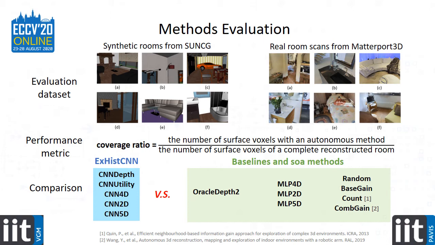Finally, we compared against a set of baselines. Random strategy randomly selects the NBV. Base gain selects the NBV based on the sum of the partition utility maps. Count selects the NBV by counting unknown voxels for each candidate pose. And finally, comp gain selects the NBV using both the output from the CNN depths for direction selection and the entropy-based utility for each candidate pose.